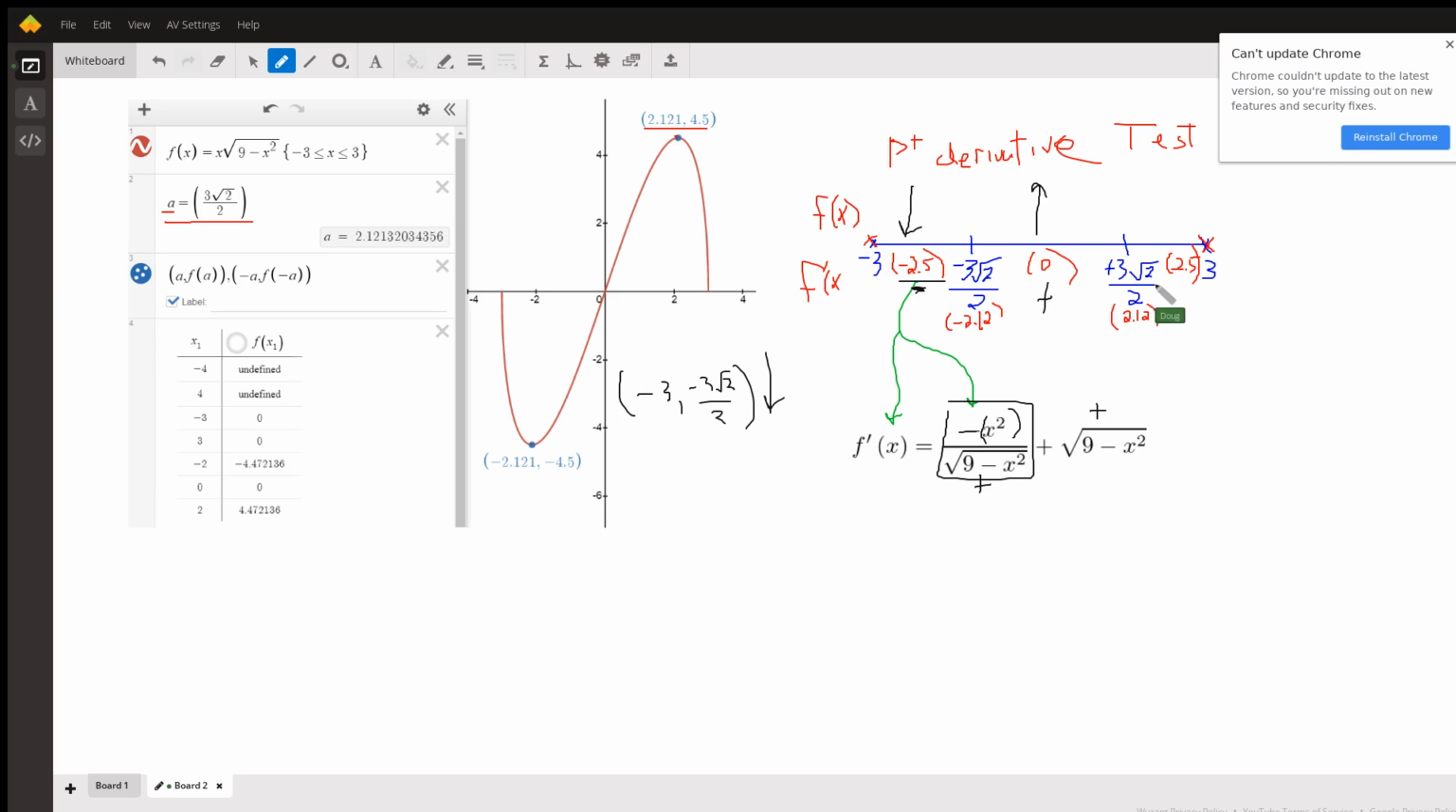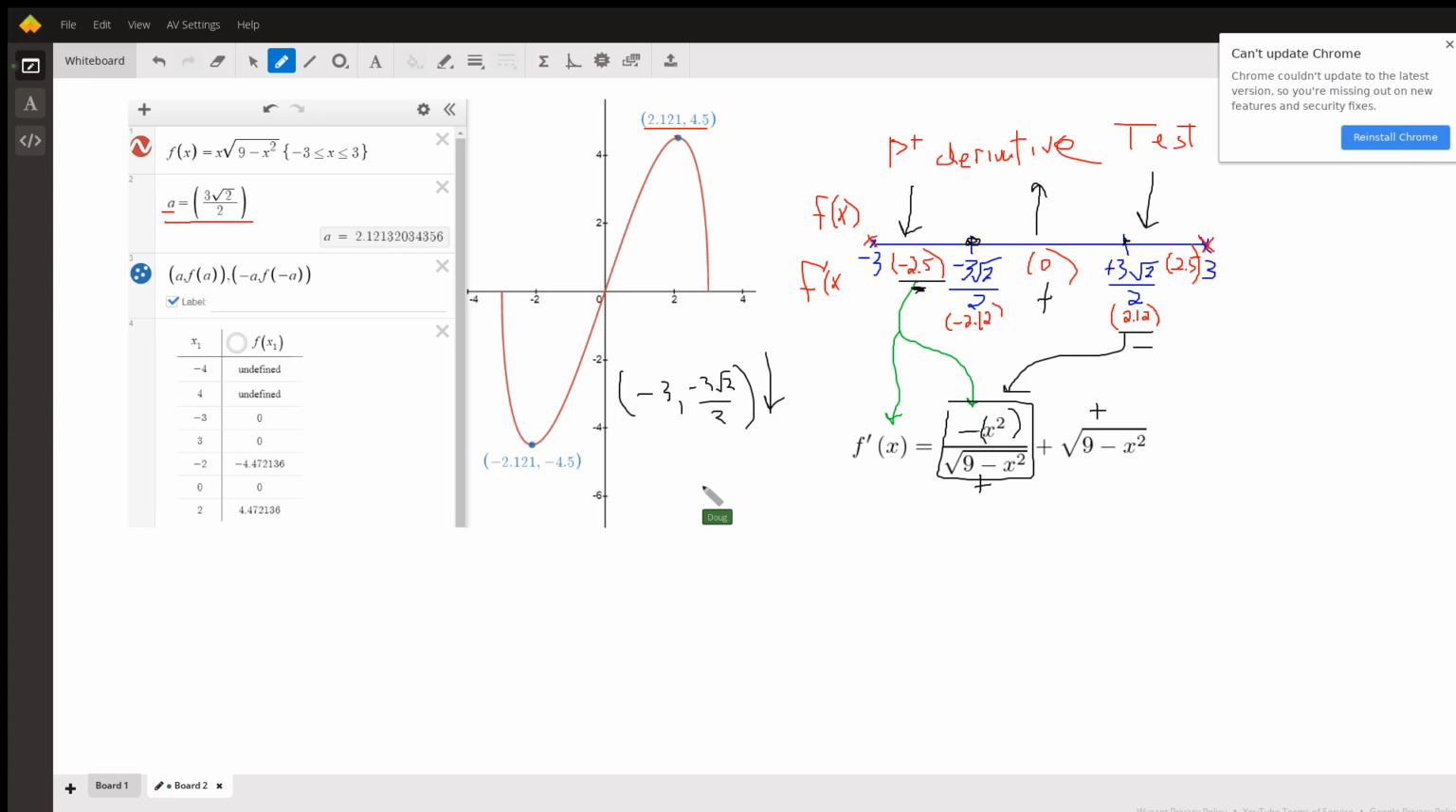And finishing it up over here, we will see that if I put negative 2.12 into the first derivative, you'll find out that the sign is negative, so the original function is decreasing. That gives us the relative minimum here, because I went from decreasing to increasing, and a relative maximum here because I went from increasing to decreasing.